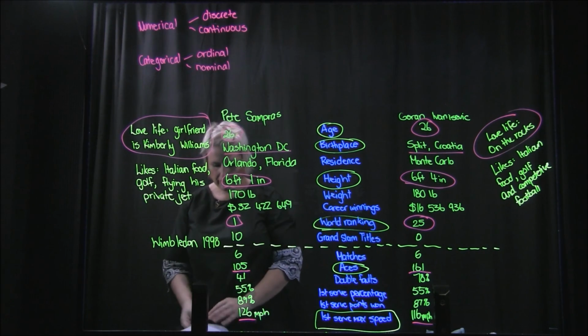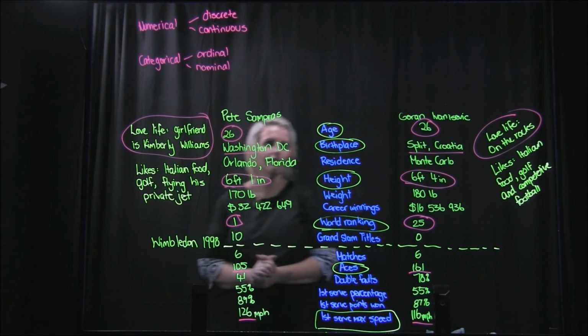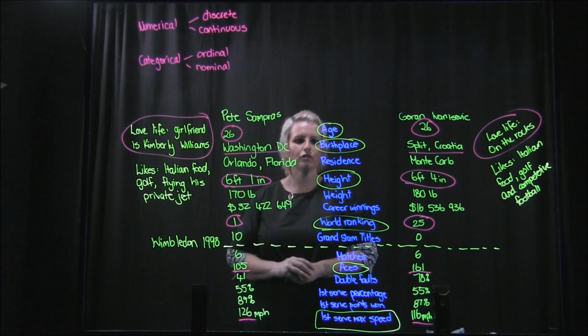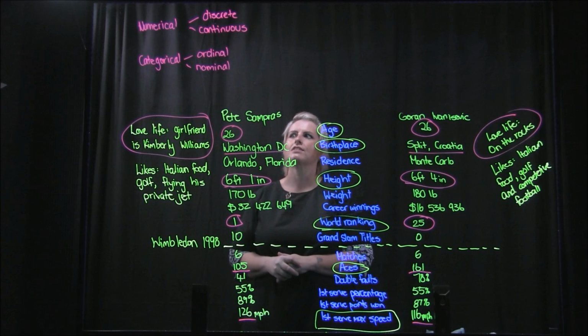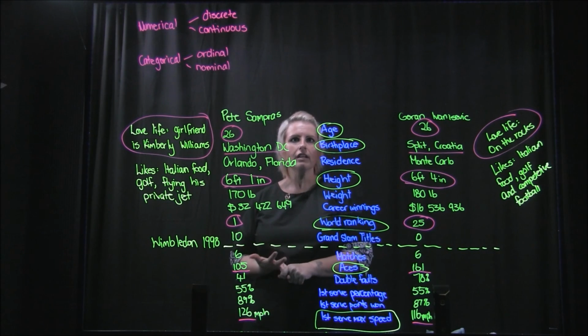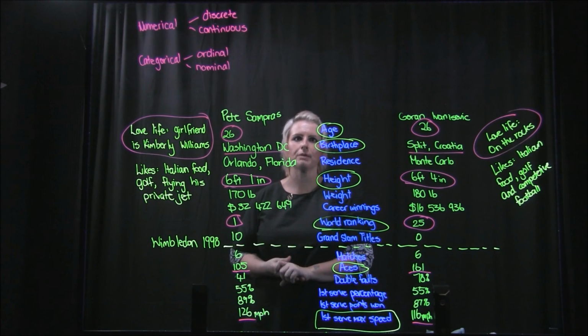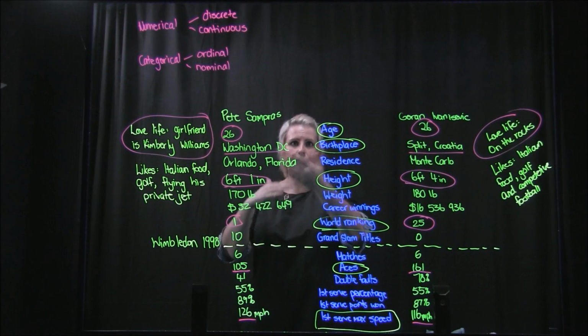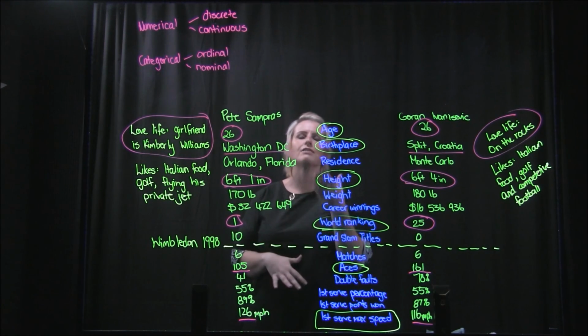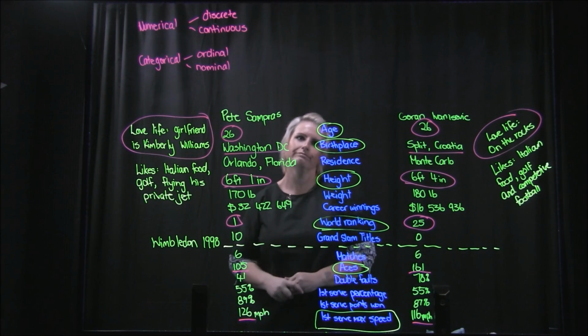Okay, so now you should make sure that you feel confident in understanding the difference between numerical and categorical, and how to then further split those categories of data into discrete and continuous for numerical, and ordinal and nominal for categorical.